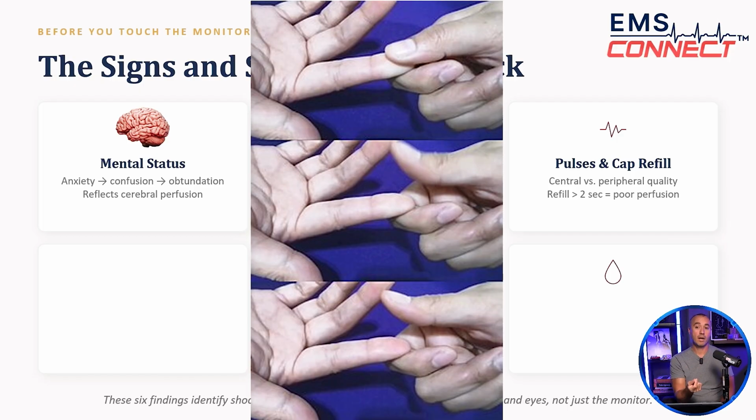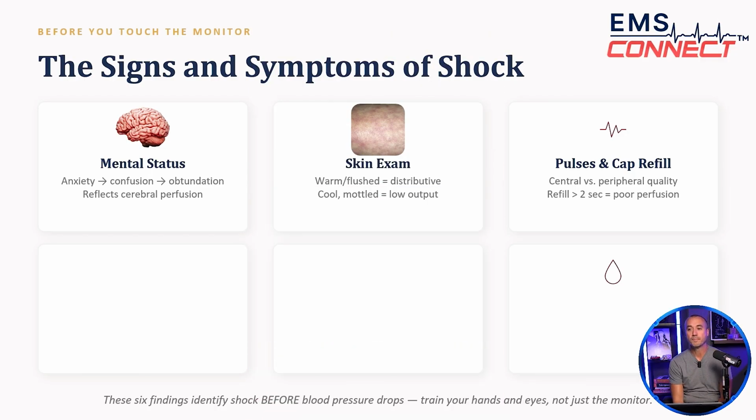Now, there's better evidence for checking not only peripheral capillary refill, but also central capillary refill. And the process is exactly the same as you would do in this picture here. But this will give you an idea of, distally, their peripheral perfusion, there's poor cap refill, but centrally they have good cap refill. And think of this as like checking your radial pulse versus a central femoral pulse.